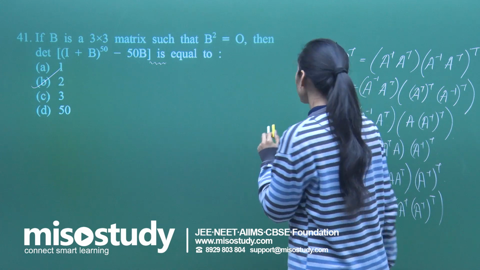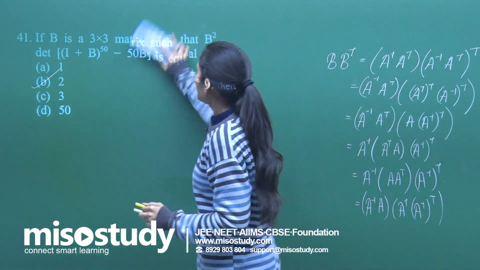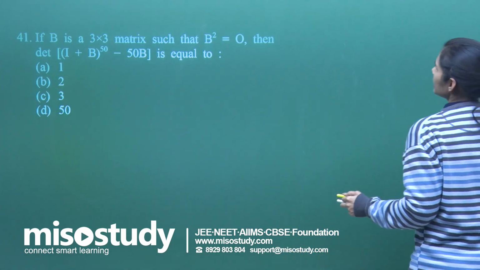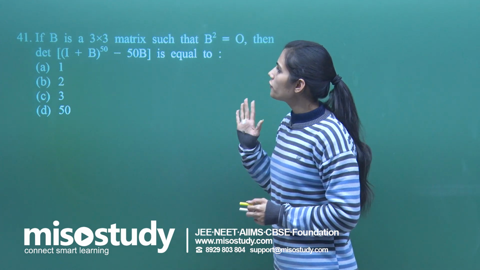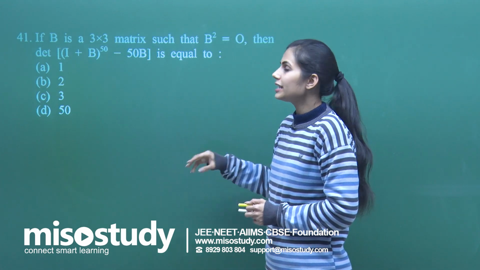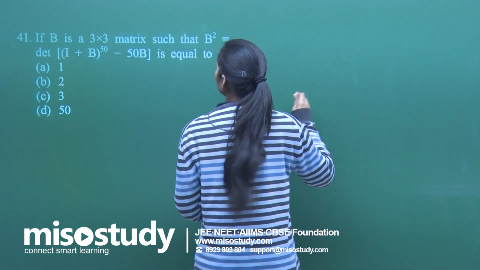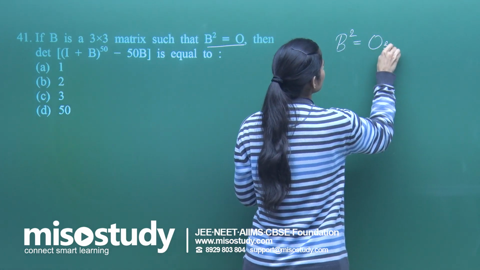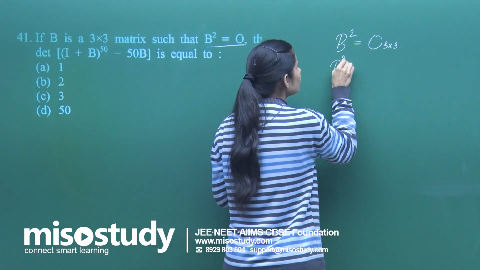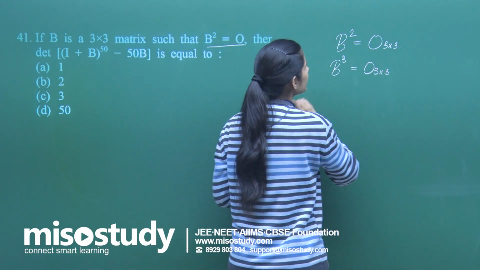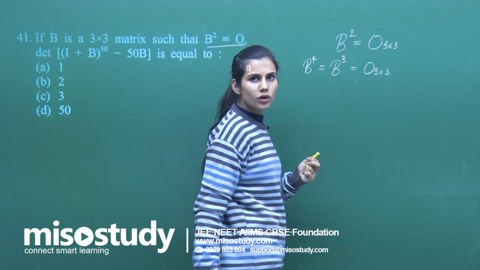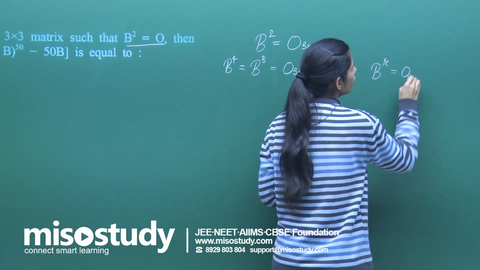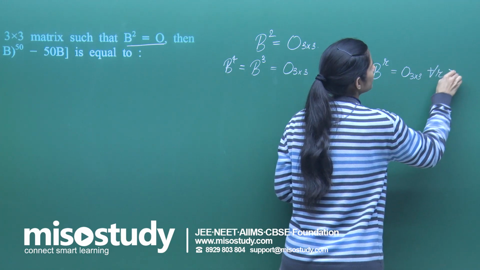It says if B is a 3 cross 3 matrix such that B square is a null matrix of order 3. Then I need to talk about determinant of I plus B whole to the power 50 minus 50 times B. So if you focus upon this first of all, if B square is a null matrix of order 3 cross 3, then B cube is also a null matrix of order 3 cross 3, B to the power 4 is also null matrix of order 3 cross 3, and so on. B to the power R is null matrix of order 3 cross 3 for all R greater than or equal to 2.